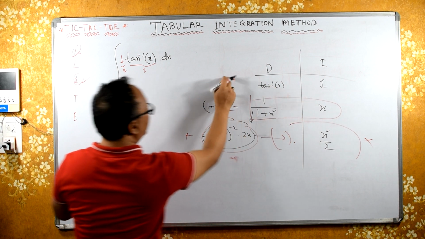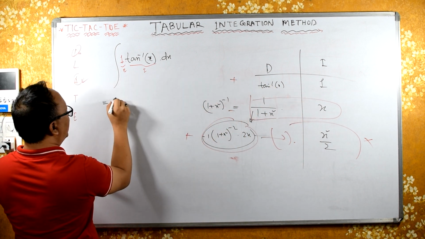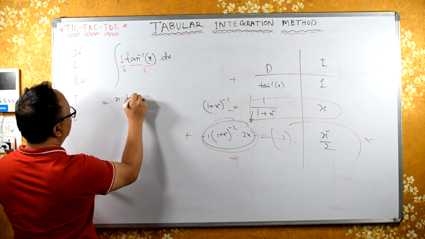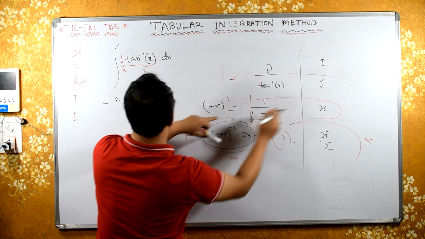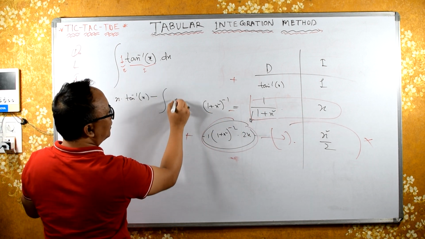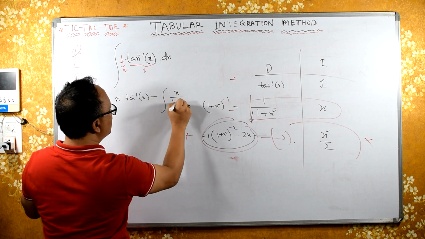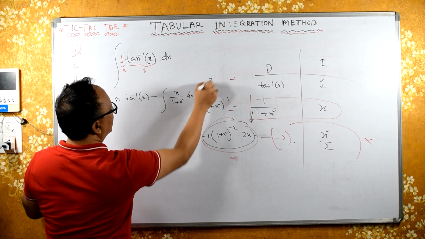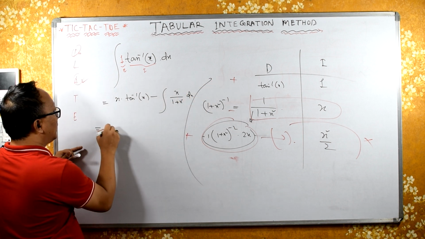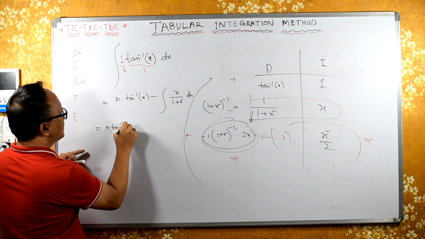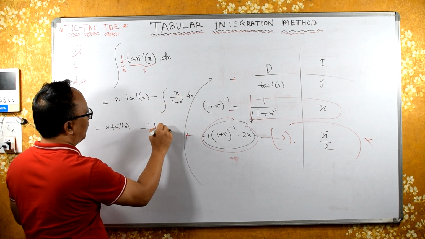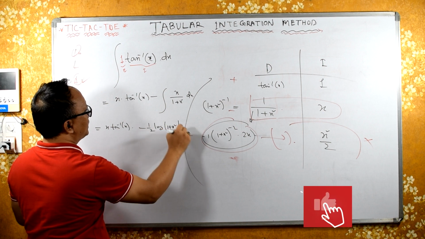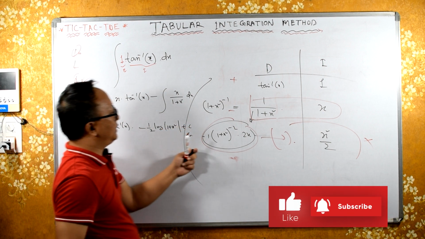Now this is same as this into this. We have plus, so x into tan inverse x, we have minus, minus into this. Minus integral x into 1 plus x square dx. This is same as x into tan inverse x. Same way we have solved, 1 by 2, it becomes log of 1 plus x square plus c. This is the answer.